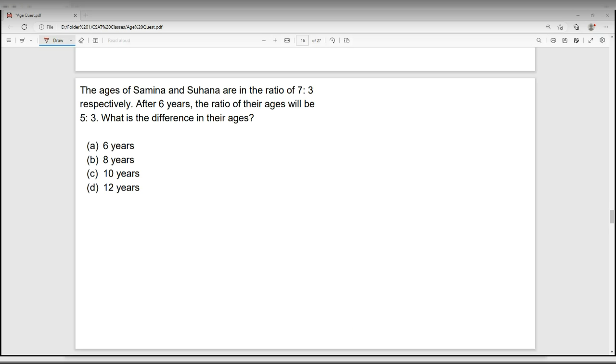There are 8 votes and the majority is for B. So we'll see what is the correct answer. In this question, they are saying the ages of Samina and Suhana are in the ratio of 7:3 respectively. After 6 years, the ratio of their ages will be 5:3. What is the difference in their ages? So there are 2 time periods here. We need to find the difference of their ages. Write it down. There are 2 time periods, that is today and after 6 years. So t and t plus 6.